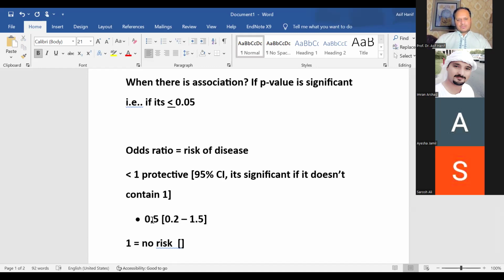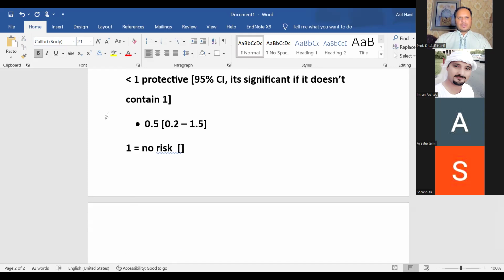Suppose there is another odds ratio for the risk factor, and the odds ratio is 1.5. We will say that there are 1.5 times higher chances of disease in the presence of this risk factor. But is it significant? We need to see its confidence interval. If, for example, its confidence interval is 1.1 to 4.3, look, it is above 1, it starts at 1.1. So 1 is not contained in this 95% confidence interval. We will say this is a significant risk factor.